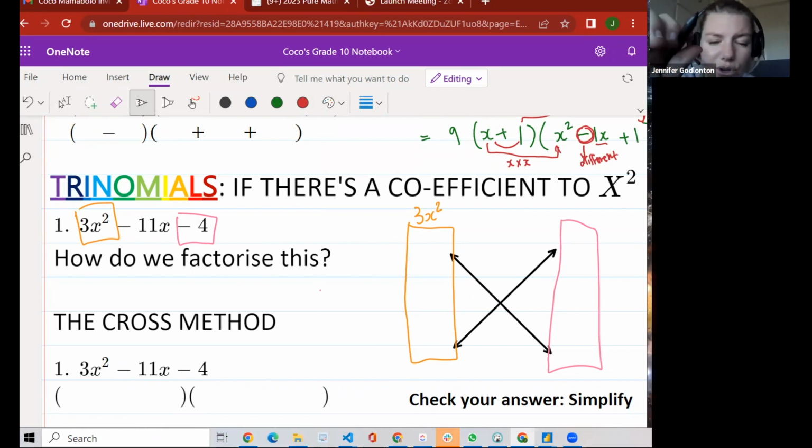Okay, who remembers some clues or some tricks from last year? When we have a negative sign over there before the constant, what does that mean for trinomials for us? What does that mean is going to happen inside our brackets? If that sign before the constant is negative, what does that mean for us in the brackets? Who remembers?